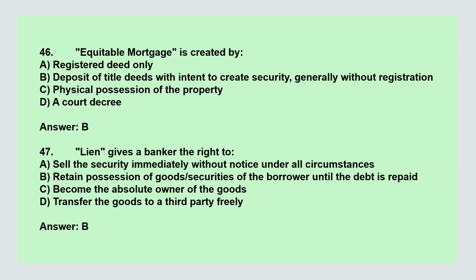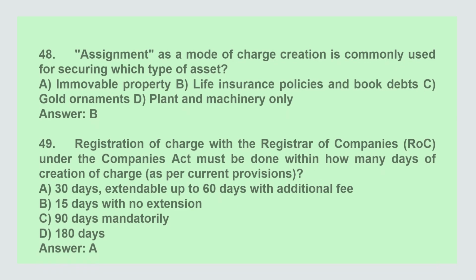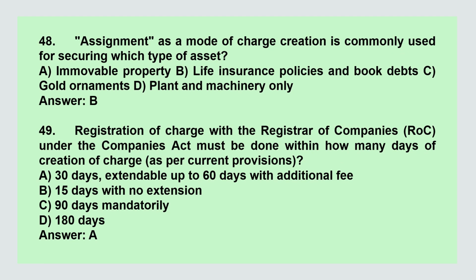Equitable mortgage is created by answer B, deposit of title deeds with intent to create security, generally without registration. Lien gives a banker the right to answer B, retain possession of goods and securities of the borrower until the debt is repaid. Assignment as a mode of charge creation is commonly used for securing which type of asset? Answer B, life insurance policies and book debts.